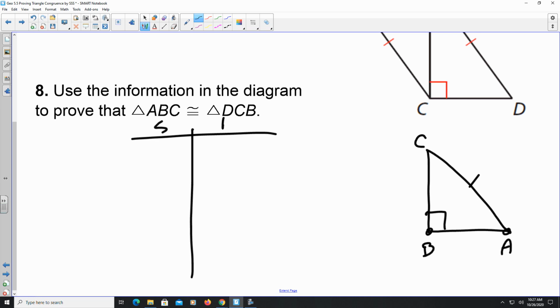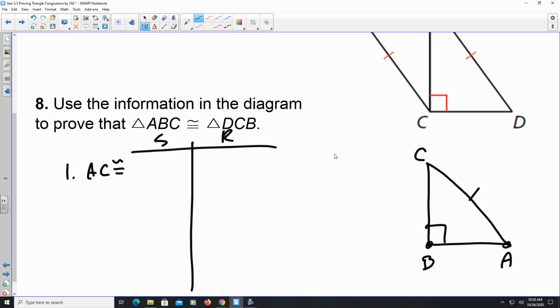So my statement and my reason. The first thing is they give you AC is congruent to BD. And they also say that angle C and angle B are right angles. So that was given to us.